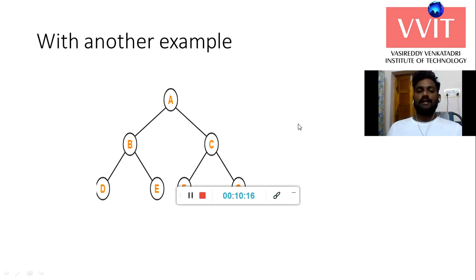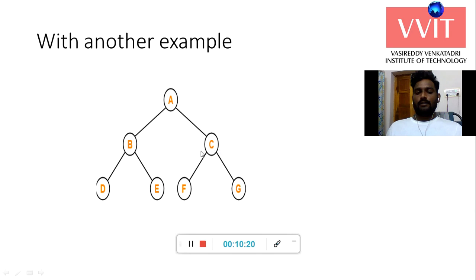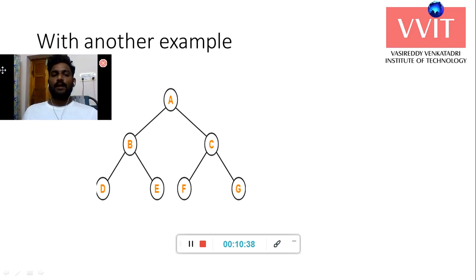You can take another example. This is an example of a tree. How many nodes does the tree consist of? A, B, C, 3 and 4. Totally 7 nodes. With these 7 nodes, how do we apply the traversal techniques, in-order, pre-order, post-order? First, we apply the pre-order traversal technique.